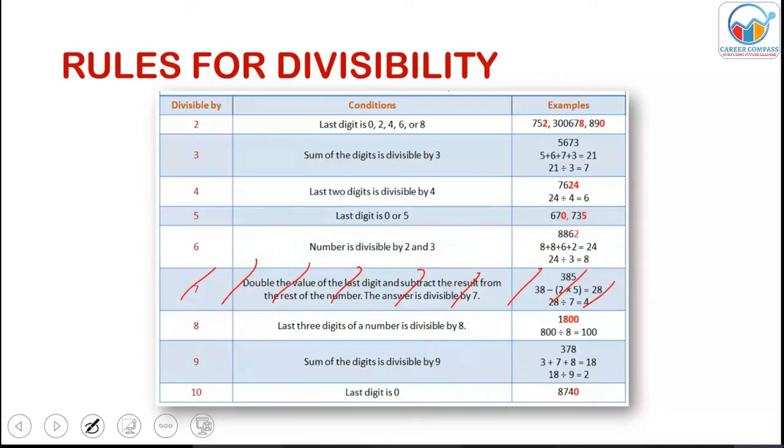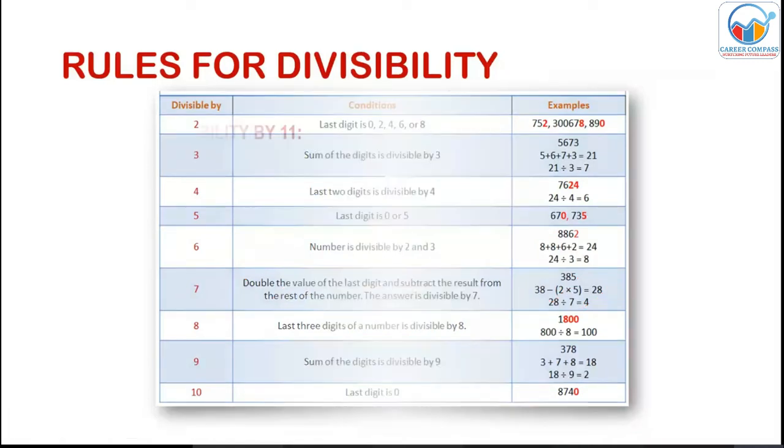Similarly, for 8, we should check the last 3 digits of the number. For 9, it is similar to the rule of 3. The only thing is the sum of the digits should be divisible by 9 this time. Rule for 10, the last digit should be 0, right? So that is how it looks.